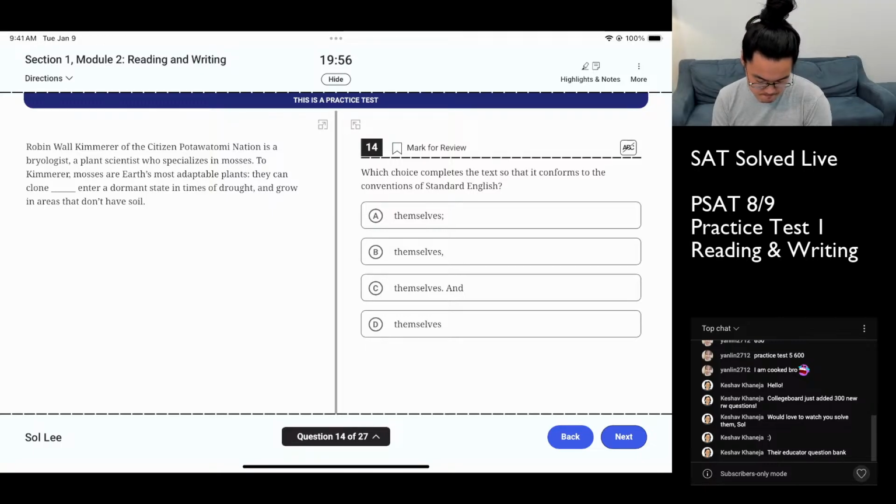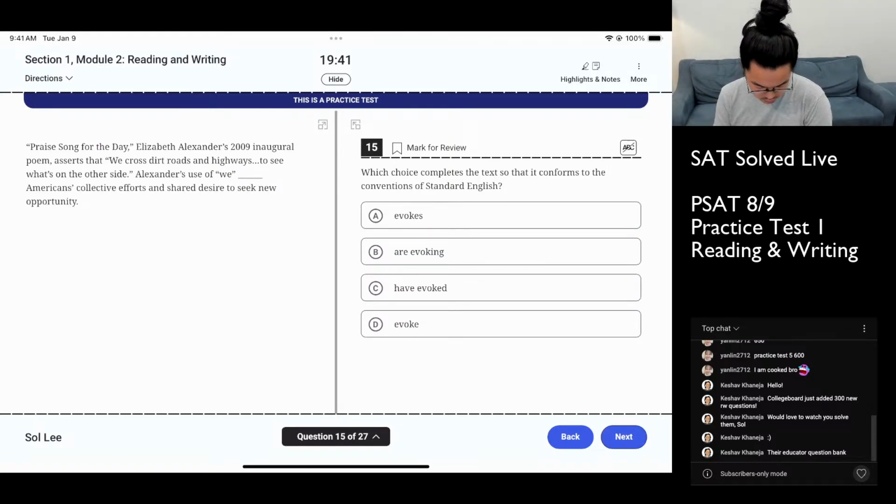14. Bryologist. Adaptable. They can clone themselves, comma, enter dormant state, comma, and grow. List of 3. Praise song for the day. Asserts. To see what's on the other side. Use of we establishes, evokes our efforts. The use evokes.